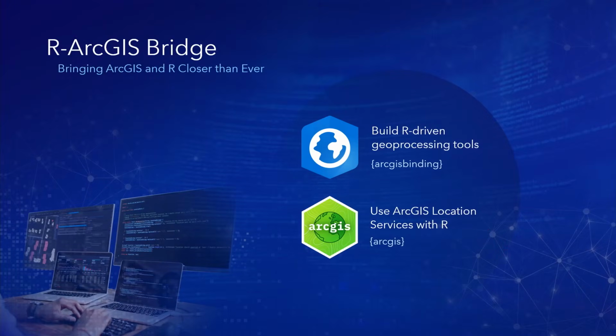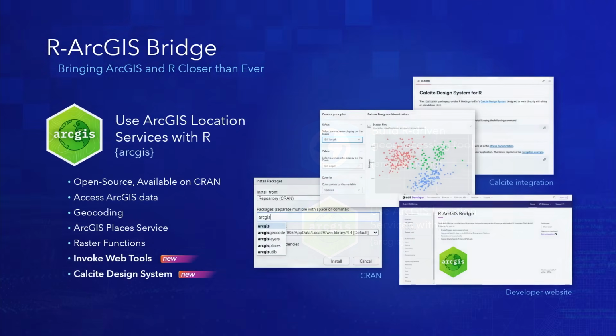Now, we spent some time talking about our work in Python, but the R-ArcGIS Bridge is another important piece of that story. As an ArcGIS user, you can build R-driven geoprocessing tools that work directly inside of ArcGIS Pro. And with the ArcGIS Meta package, open source and available on CRAN, you can empower our users across our organizations to read and write data, geocode, invoke web tools, and more.